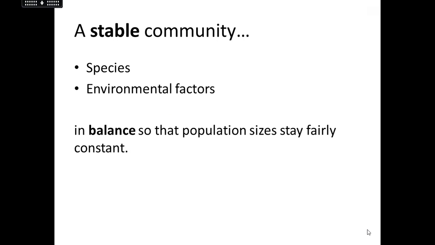So a stable community is when the species and the environmental factors are in a kind of balance. So nothing gets massively increased or decreased too rapidly, so that everything else is able to stay fairly constant. So we're looking for the numbers of species to stay within a narrowish range. I'm not saying they'll stay exactly the same, as one thing dies, something else is born. There's a narrow range of population that you would expect to see.